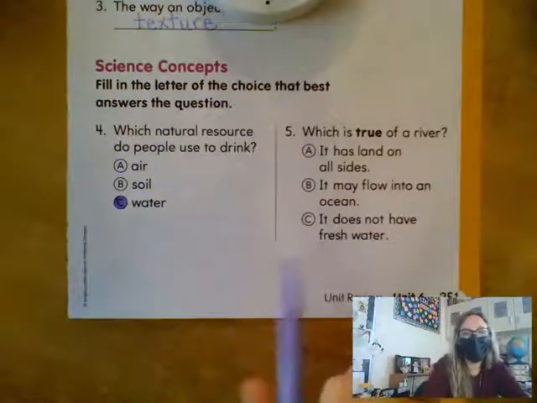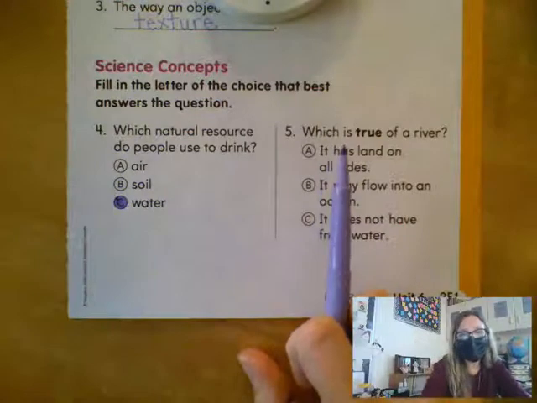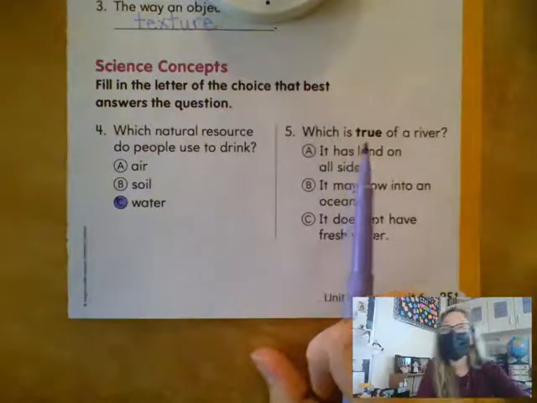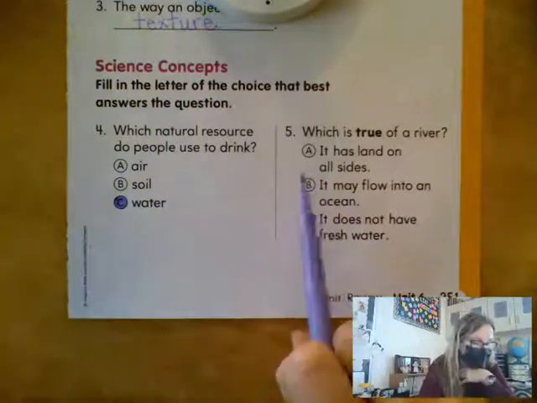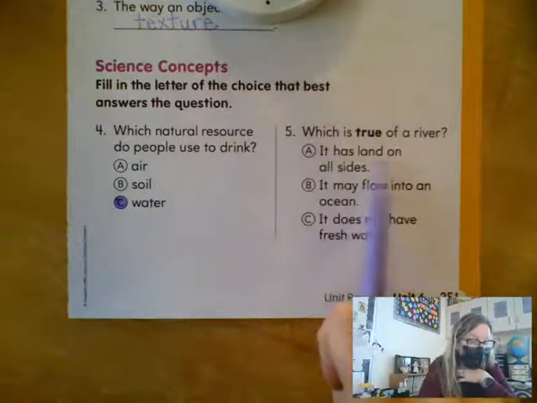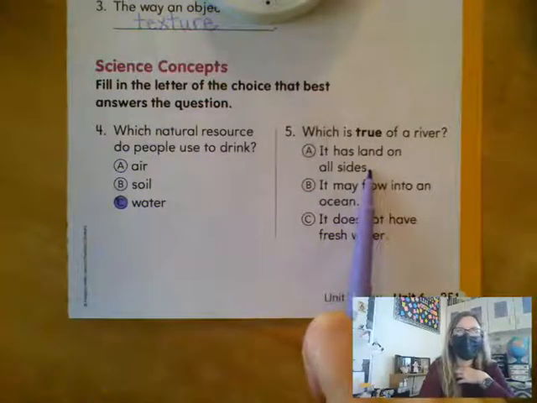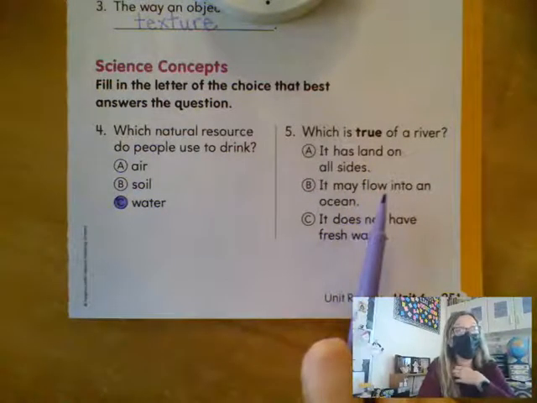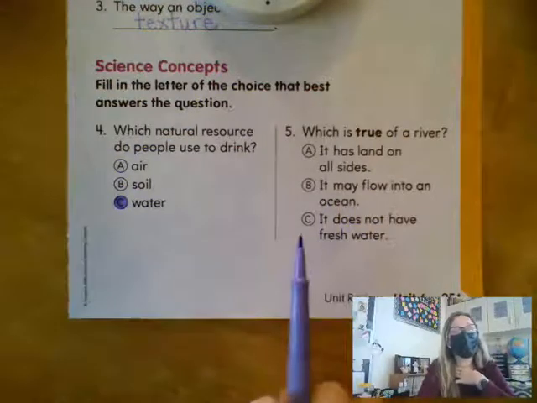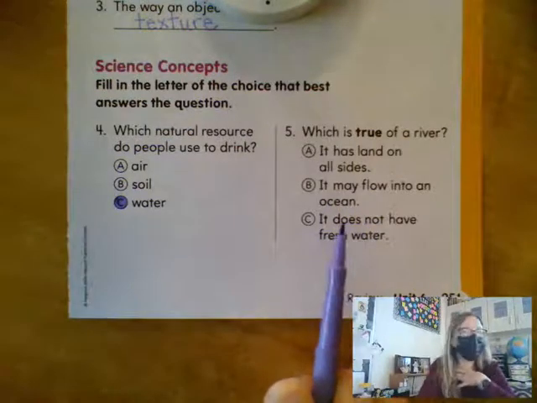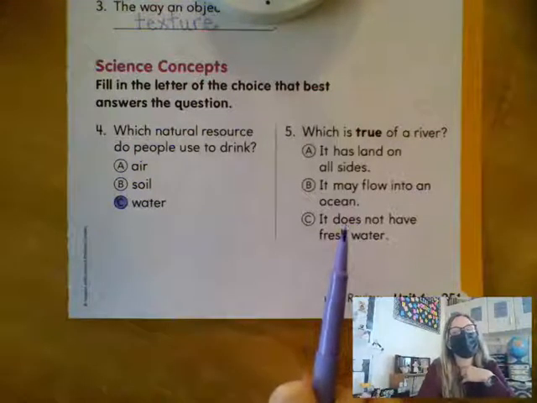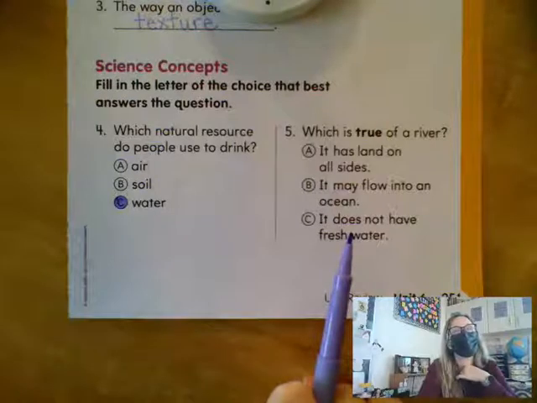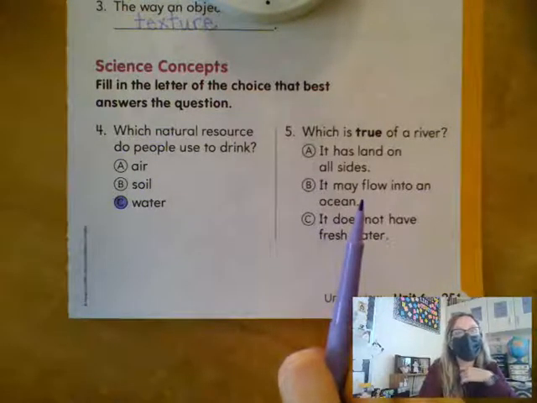All right. Number 5 says, which is true of a river? So, Sage, we're looking for the one that is true, okay? A, it has land on all sides of it. B, it may flow into an ocean, or C, it does not have fresh water. Which one's true? Oh, Austin? B. It may flow into an ocean.